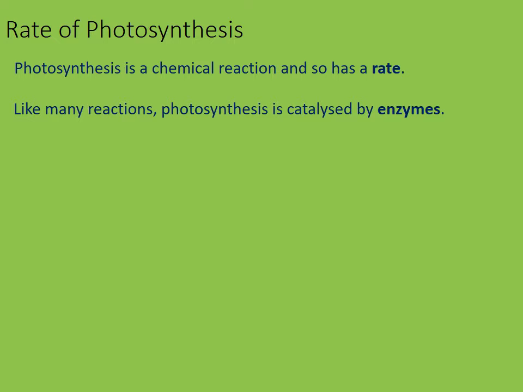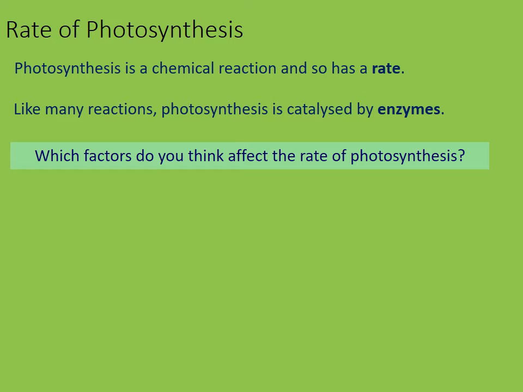Because photosynthesis is a chemical reaction, it's therefore got a rate. And one of the reasons that it's got a rate is because it is catalyzed by enzymes. So remember, enzymes are biological catalysts that speed up a reaction without getting used up themselves. So pause the video in a second and answer this question.